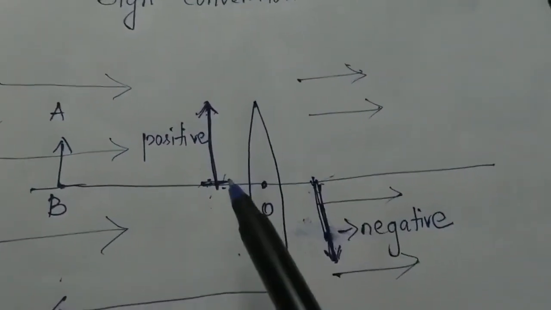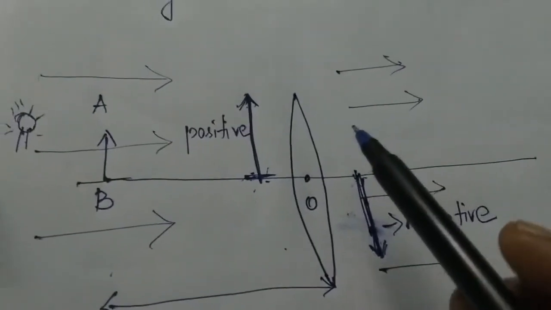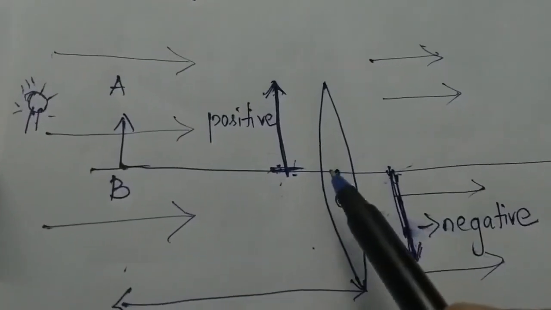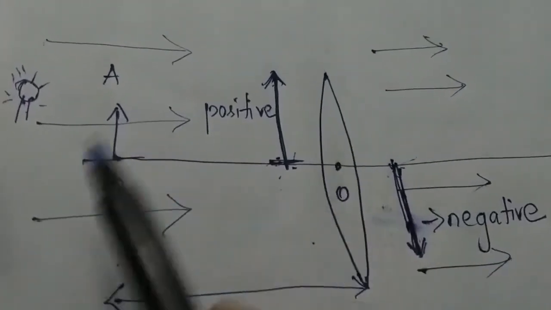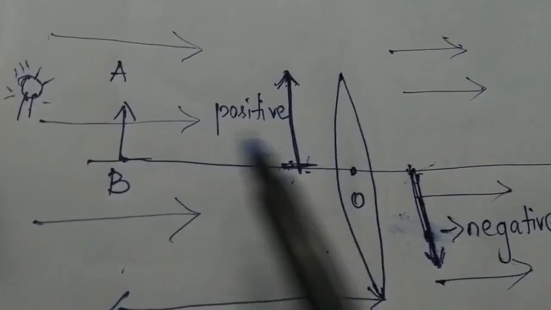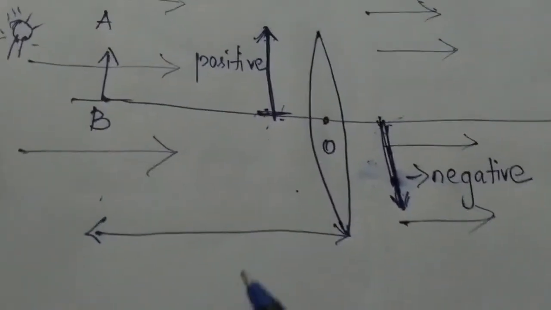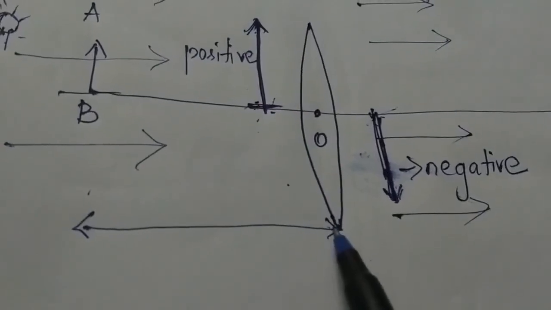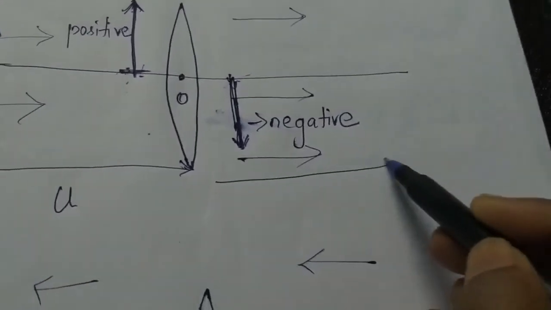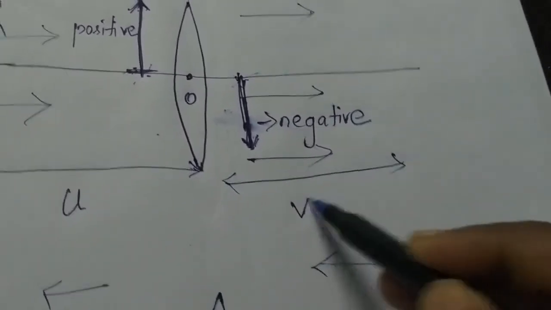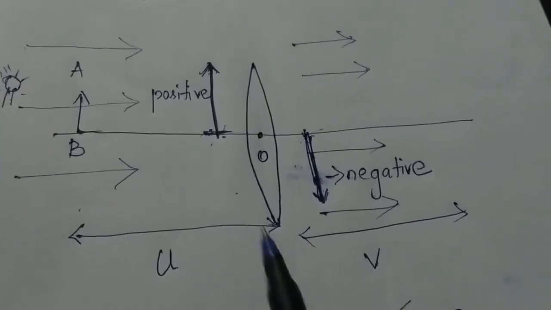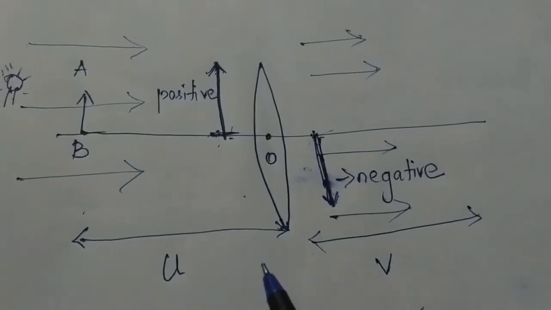So these are the 6 rules. First rule, the object is always placed to the left side of the lens. And then second point, all the distances are measured from the optical center O, either it may be u, the object distance, or v, the image distance. We have to measure it from the optic center O.